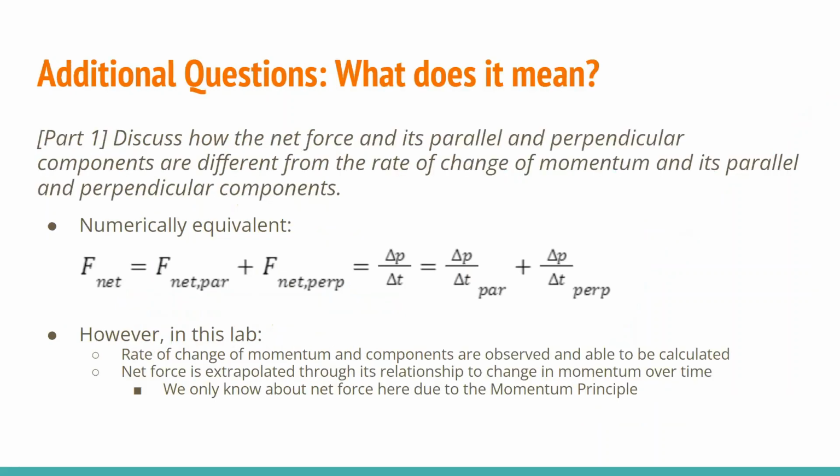Net force is numerically equivalent to the rate of change of momentum, as is the sum of their parallel and perpendicular components. However, their relevance and role in this lab was different. We could model and calculate the change of momentum and its components over time because we had the necessary variables and values, but we could not calculate the net force directly. Thanks to the momentum principle, we could extrapolate it through its relationship to delta p over delta t.